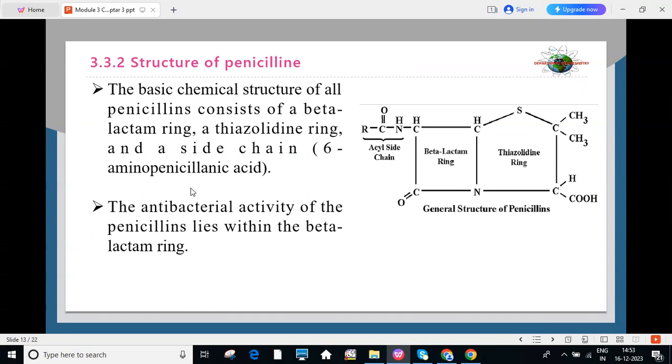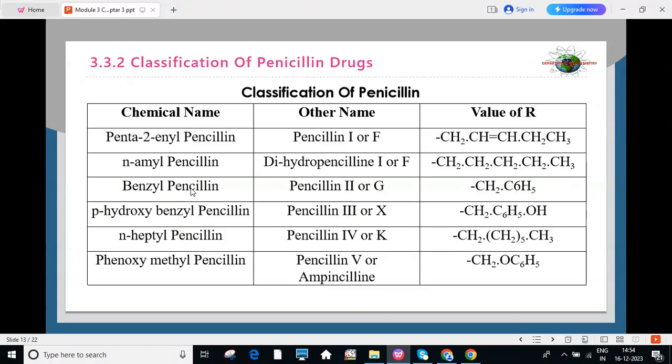Structure of penicillin. So this is the general structure of penicillin. The basic chemical structure of all penicillins consists of a beta-lactam ring, a thiazolidine ring, and a side chain. The side chain means 6-aminopenicillanic acid. The antibacterial activity of penicillin lies within the beta-lactam ring.